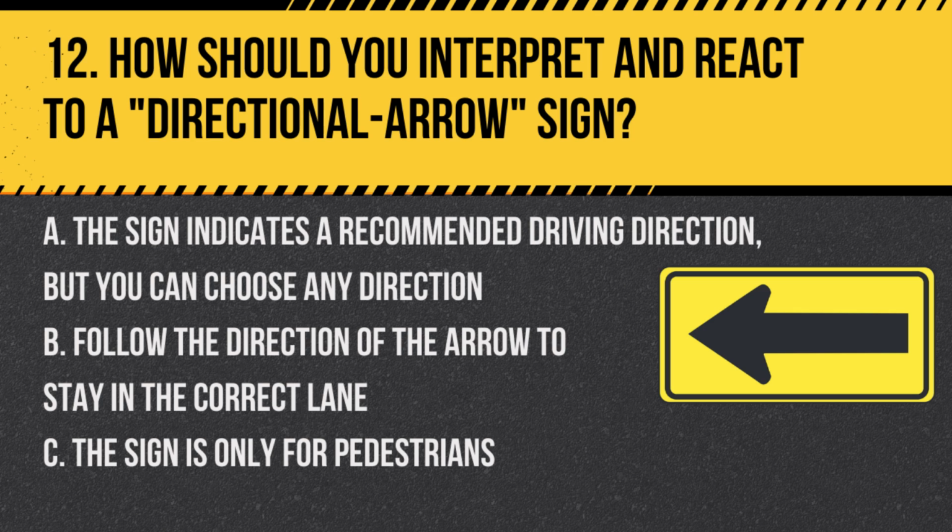A. The sign indicates a recommended driving direction, but you can choose any direction. B. Follow the direction of the arrow to stay in the correct lane. C. The sign is only for pedestrians. Answer. B. Follow the direction of the arrow to stay in the correct lane. A directional arrow sign is used to guide drivers into the correct lane, indicating the direction the lane is heading.